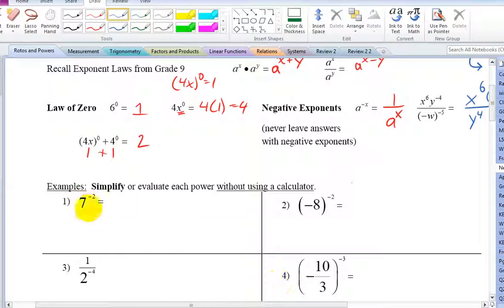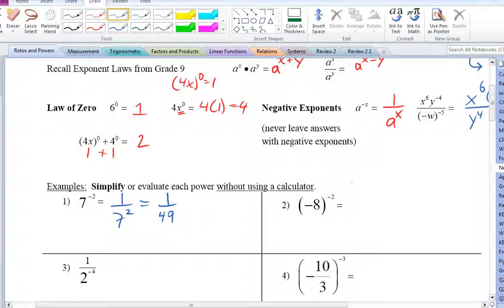Okay, so no calculator. Here we go. Change this one. This becomes 1 over 7 squared. Then evaluate. 1 over 49. Done.